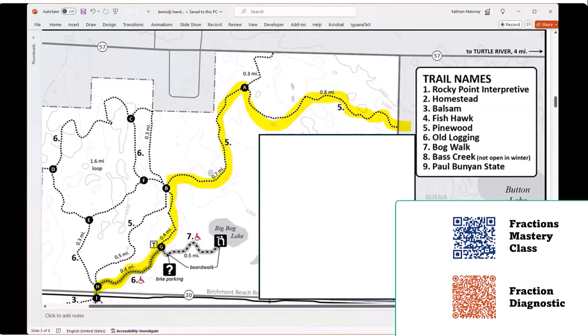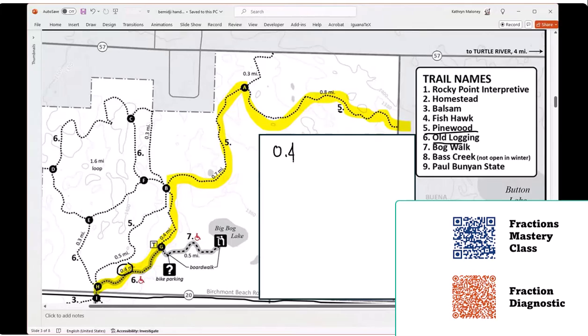One thing I do want to show you is that we have this 5, and it tells us that this is the Pine Wood Trail. So we're following the Pine Wood Trail, and then it turns into 6 down here, which is the Old Logging Trail. Okay, well, let's figure out how far we went. I'm going to start down here. So I went 0.4 miles. Let's write that.